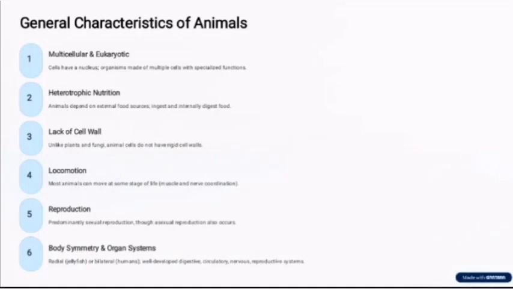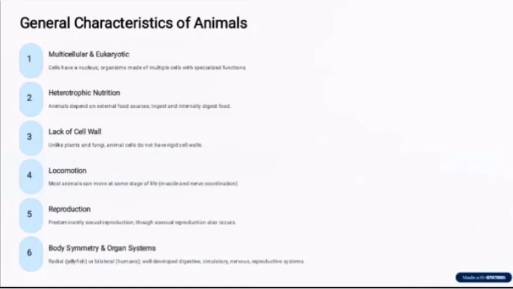Two, they are heterotrophic in nutrition. Heterotrophs means organisms that cannot produce their own food. They ingest food from the environment. Number three, they lack what? Cell wall. Unlike plants that have rigid cell walls, animals do not have cell walls. Number four, locomotion. They have the ability to move from one place to the other. Five, reproduction. They can give birth. Most of them reproduce sexually, some others asexually.